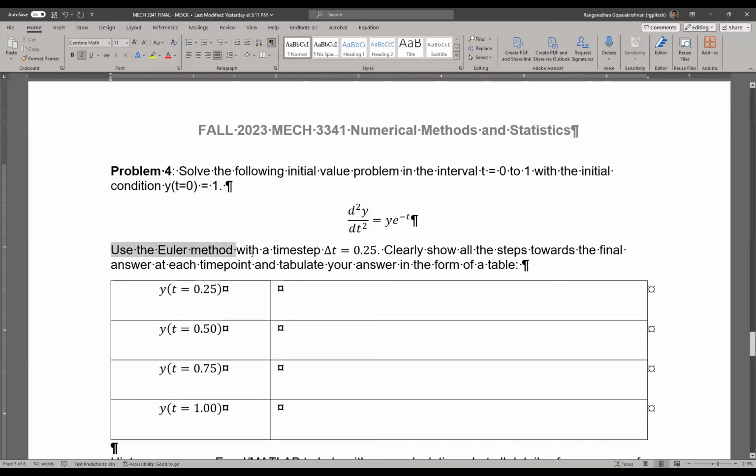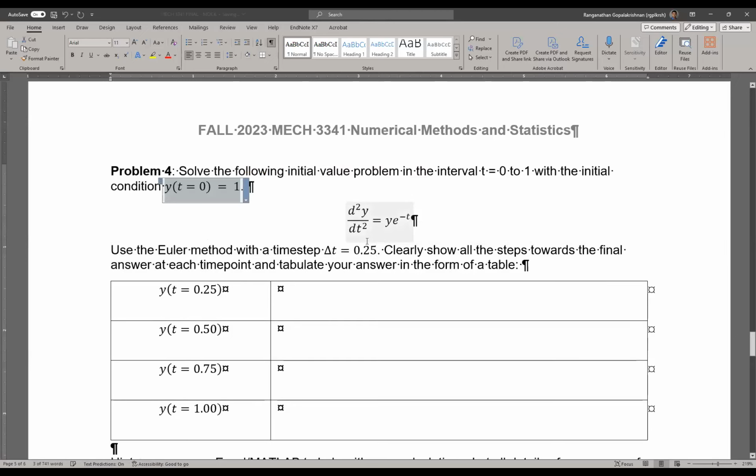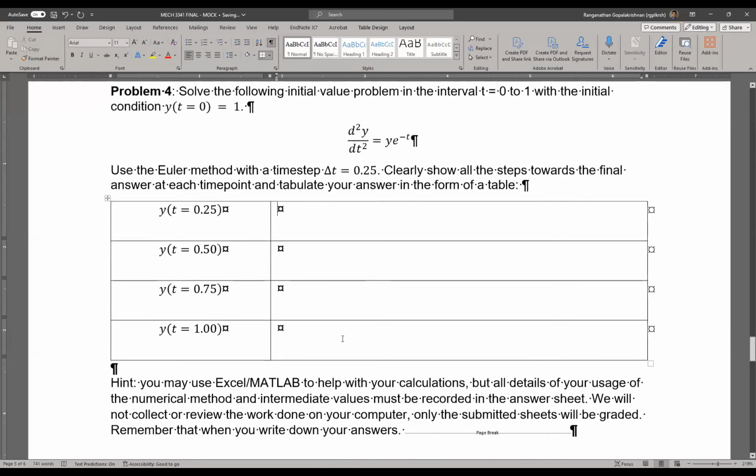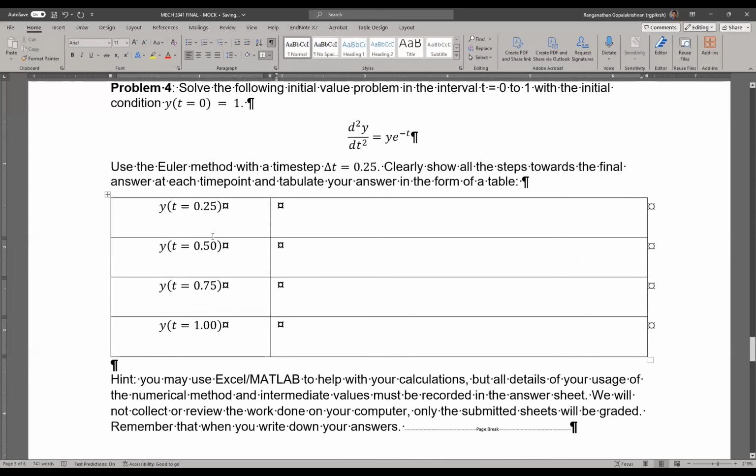We are asked to solve this equation with the Euler method with a step length of 0.25 with the initial condition that y of 0 equal to 1. Clearly show the steps towards the final answer at each time point and tabulate your answer in this form. That's what is asked, and that's a typical question you can expect in the exam. Now you could do everything fully by hand, or you could do some of it by hand and use Excel to set up the calculations and help you along. I give full flexibility in the exam to bring your laptop or calculator, whatever you want. So let me go over the solution steps, okay?